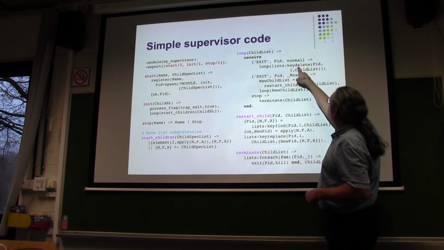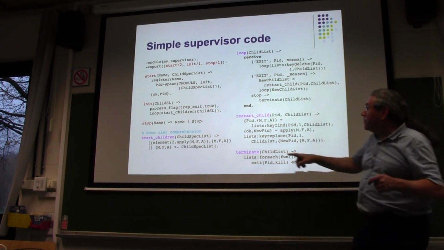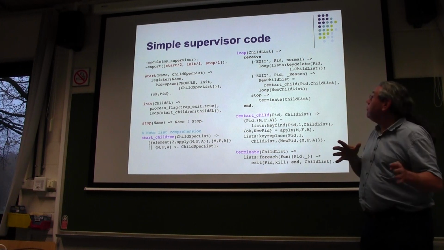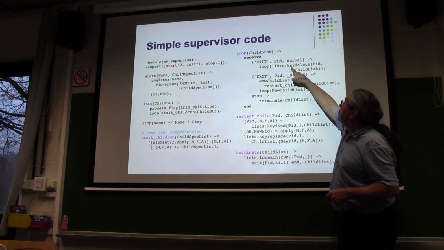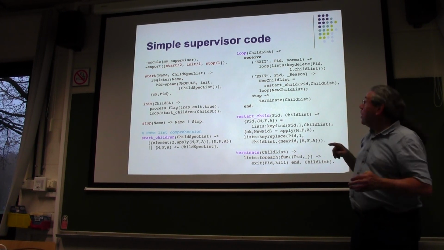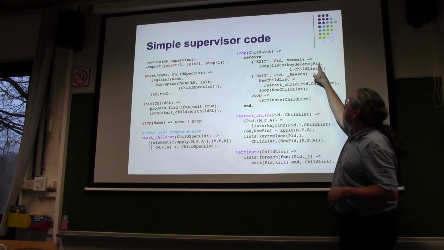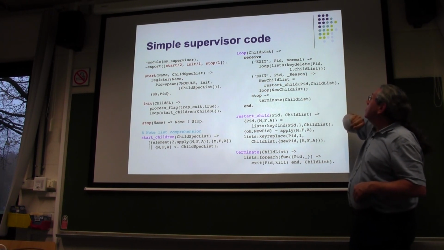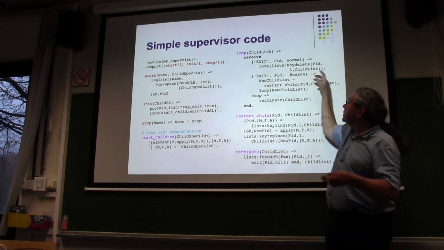So the loop has an argument, which is actually the list of PIDs, or actually these tuples of the children it's supervising. So if the child terminates normally, it just removes it. It uses this Erlang function keydelete, which I'm not going to explain. You can imagine how it works. It will basically remove the element from the list. Okay? So the child list gets smaller.